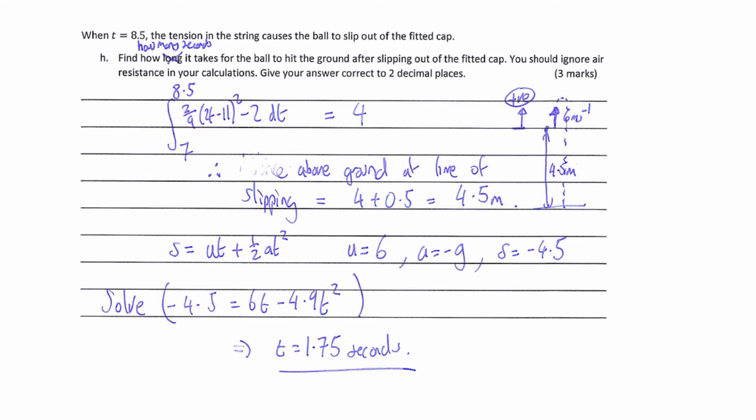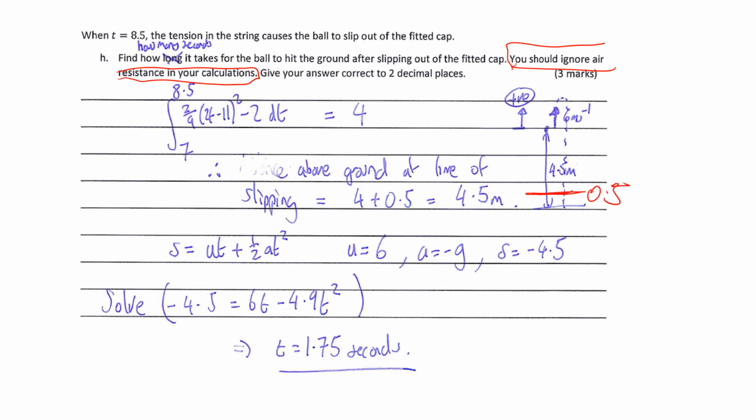So at t equals 8.5, the tension in the string causes the ball to slip out of the fitted cap. Find how many seconds it takes for the ball to hit the ground after slipping out, ignoring air resistance in your calculation. That's kind of important because almost immediately your formulas for constant acceleration can be used quite nicely. All right, the first thing is we know that when it begins its upward journey, it's 0.5 meters from the ground.